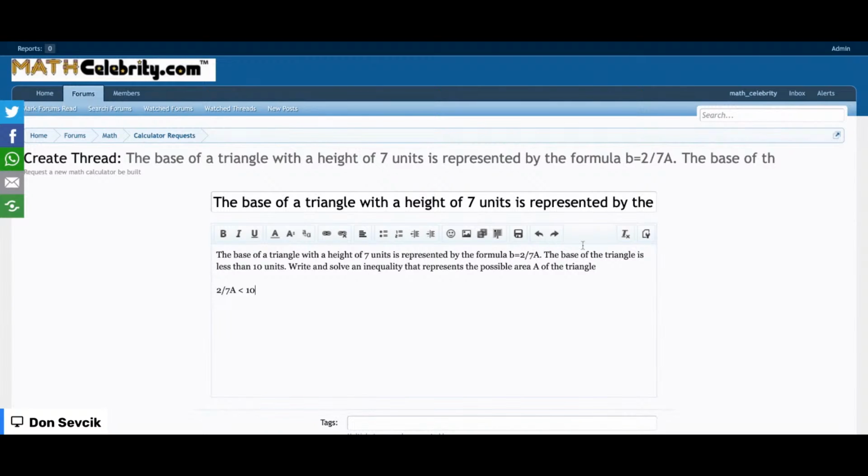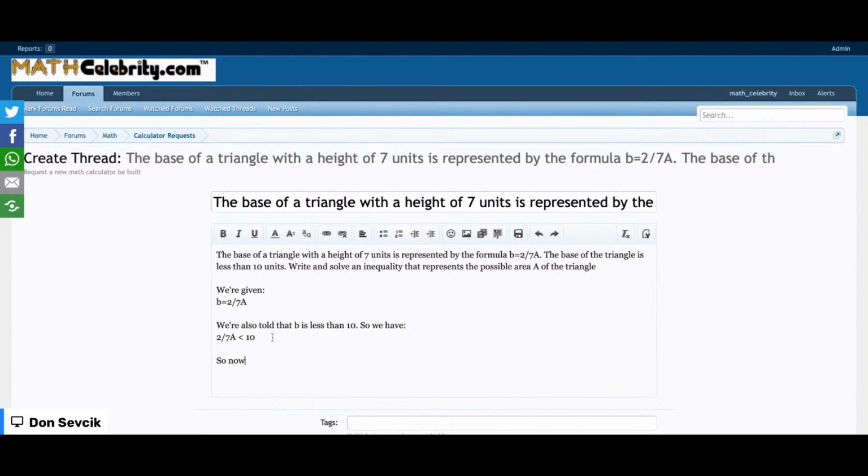How did I get that? Well, the base of the triangle, we're given this equation here. So let's bring this down. We're given this. We're also told that B is less than 10. So we have 2/7 A is less than 10. That represents the possible area of the triangle.